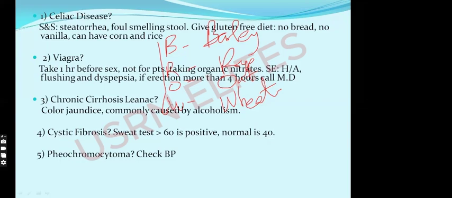Any other thing to add? I think we should now move on. We are just doing some recap, we are not treating them in detail. Anything you remember, you can add so that we use them to answer our questions. I think we've said enough about celiac disease. Now let us talk about the second one, Viagra.